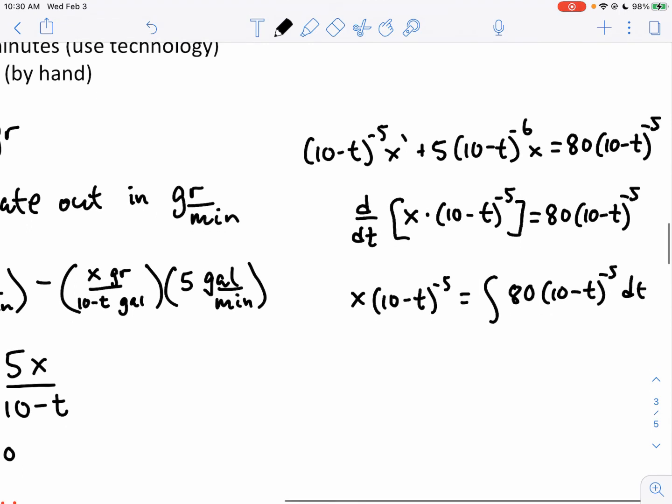So we're integrating this. And we need to do a u substitution. Let u be 10 minus t. Then du is negative dt, so we're going to have a negative as a consequence of the chain rule. This will be integrating u to the minus 5. So we're going to increase that power to negative 4. Divide the 80 by negative 4, but then also the negative consequence of the chain rule. So this should just wind up being a 20 times 10 minus t to the negative 4 plus c.